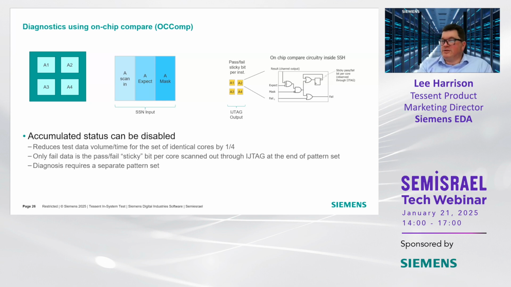To do that with on-chip compare, in terms of test pattern content, we would deliver the scan data, we would deliver the expected data, and we would deliver the masking data. So you've got all of the test pattern content being streamed onto the chip, and then the actual comparison is being done on chip itself. This also means that you've got a nice solution where no data is actually being taken off chip unless you then move on to the next stage and do a detailed diagnostics.